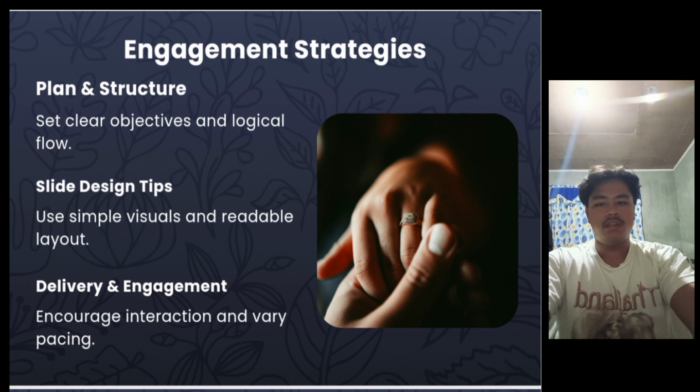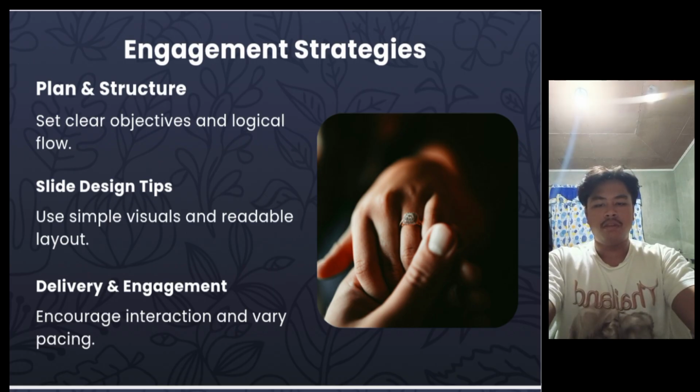Engagement strategies. Plan and structure. Start with clear goals for what you want to achieve and organize content in a way that makes sense so the audience can follow along easily without getting confused.